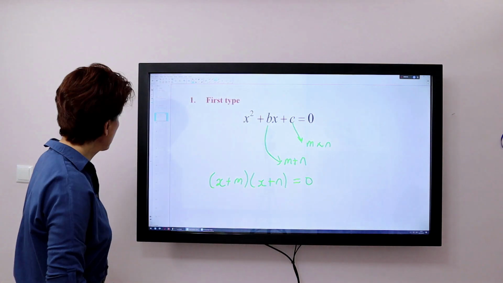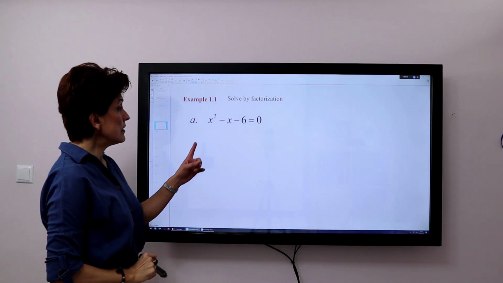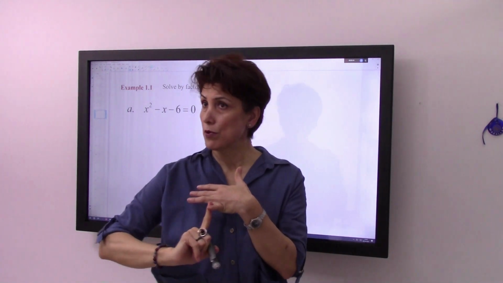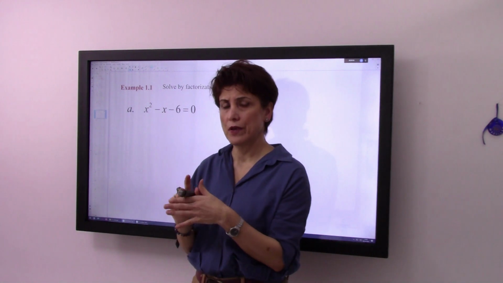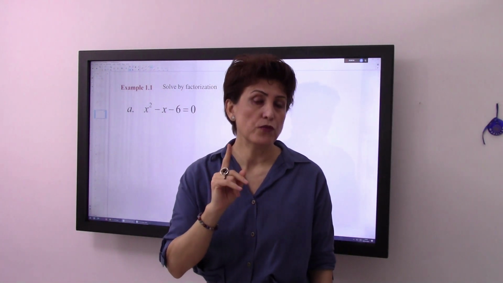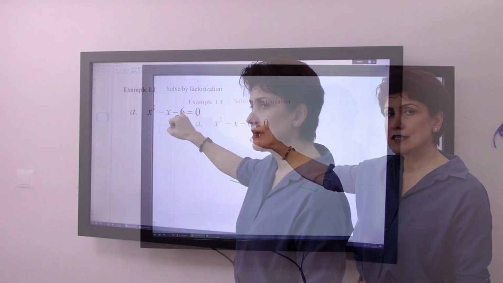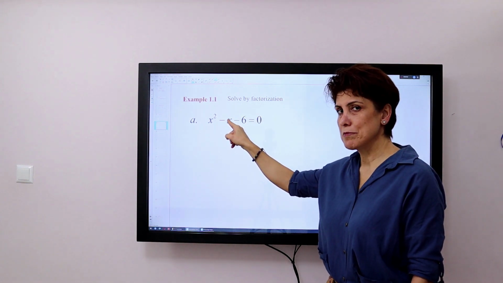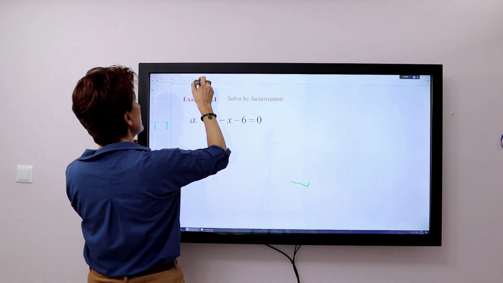Okay? Here. Let's look at the example here. This is the first type, okay? We need to find two different numbers. The product has to be -6, the sum has to be -1. Okay, maybe every time to understand something, first we need to think, okay? The product is negative, so can I say one of them is positive and the other one negative? The sum is negative, so the bigger one has to be negative, right?